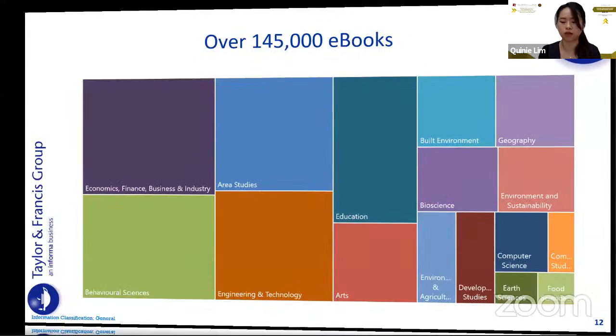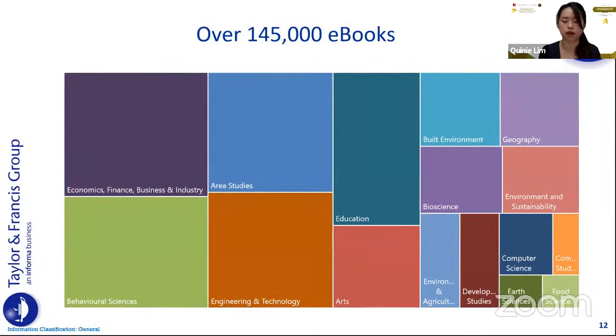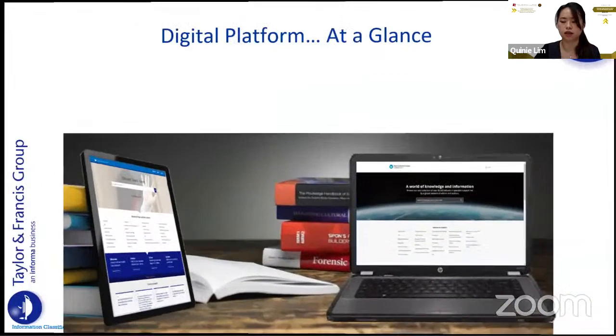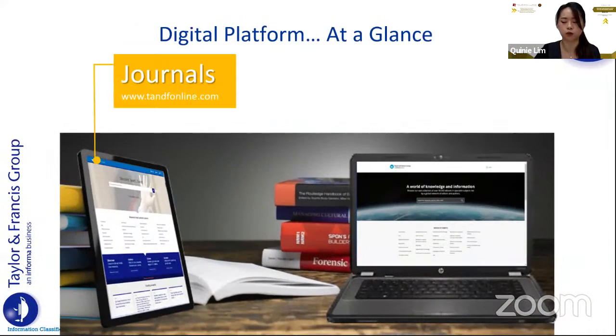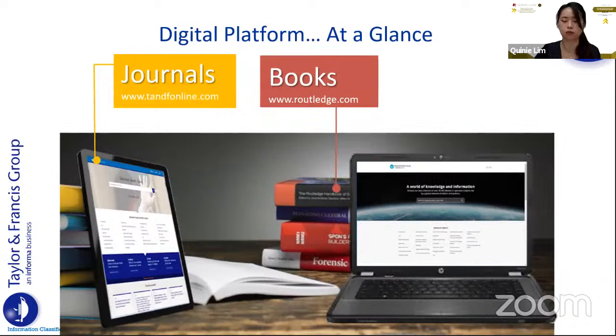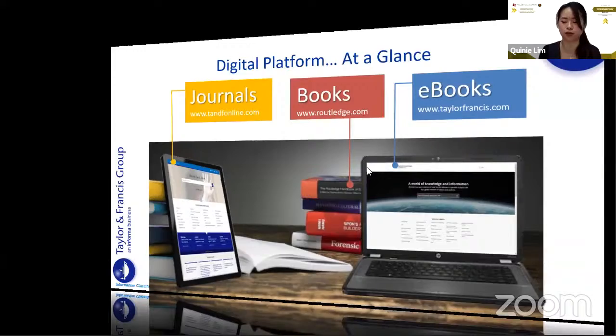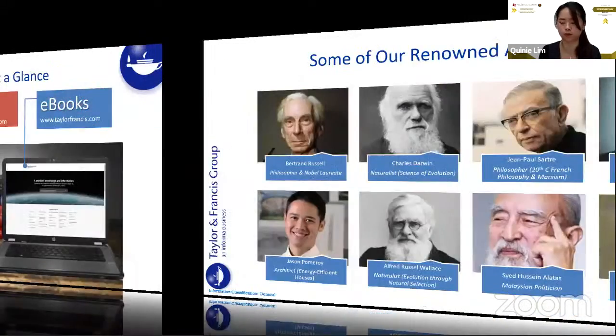This tree map here shows a breakdown by subject area, the 145,000 ebooks that are being hosted on our ebooks platform. And at a glance, these are the links to our digital platforms that host our journals, books, and ebooks respectively. And of course, today we'll be focusing on the journals content of Taylor and Francis Group.